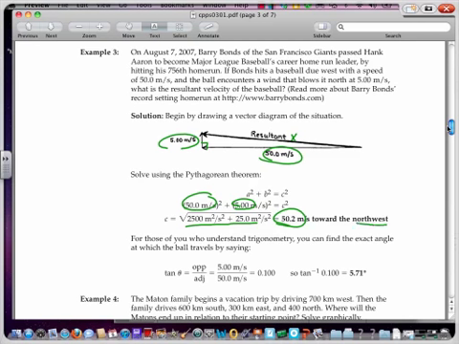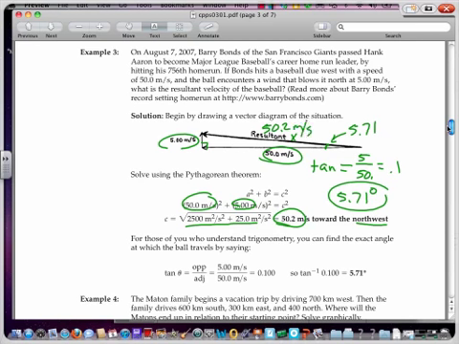And we can figure out that exact angle if we want to by using tangent. Because we know that if we want to figure out this angle, tangent is going to be the opposite, which in this case is 5 over 50, or 0.1. And if we do our inverse tangent, we're going to end up with 5.71 degrees. So this angle would be 5.71 degrees. The resultant would be 50.2 meters per second. And that would be our answer there.